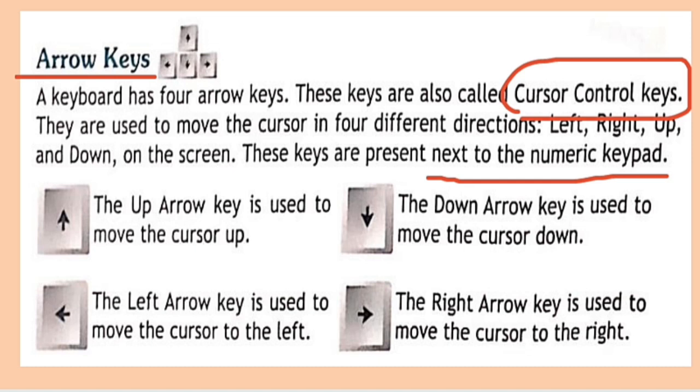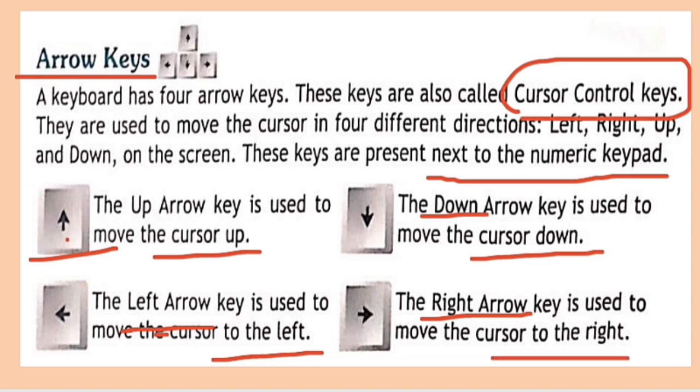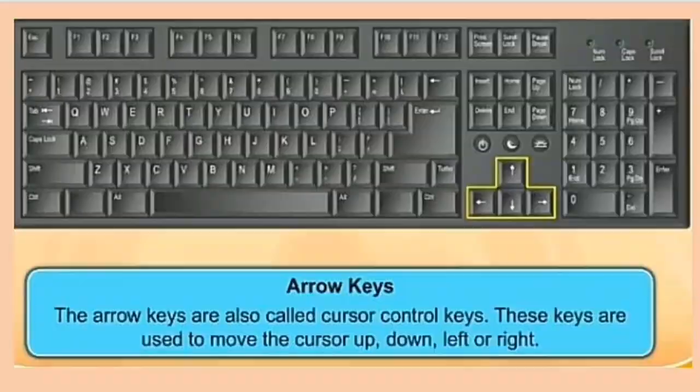Basically, there are 4 arrow keys. First is up. It is used to move the cursor up. Second is down. It is used to move the cursor down. Next is left arrow, used to move the cursor to the left. Right arrow is used to move the cursor to the right.